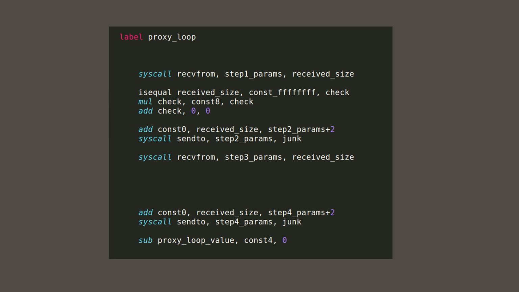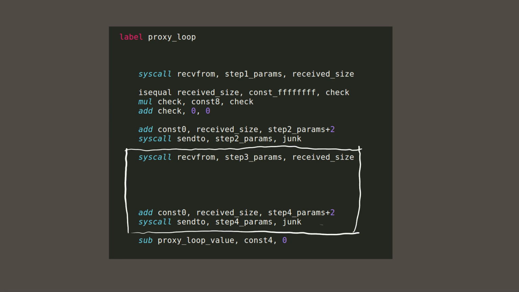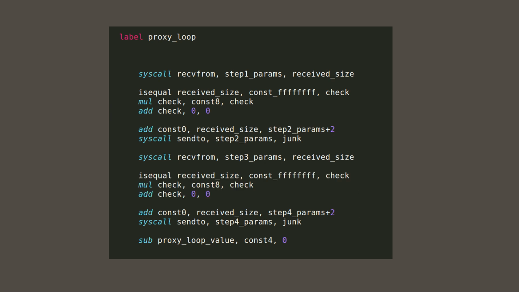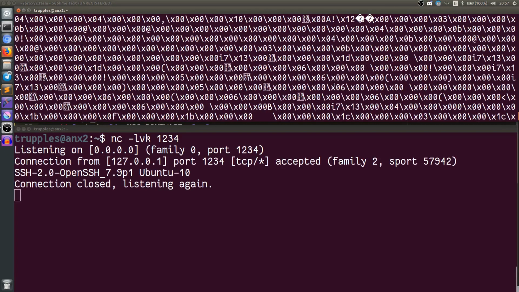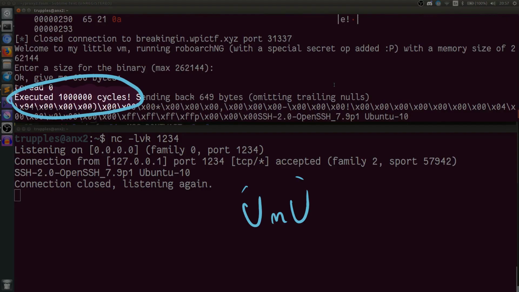After these 2 instructions, we have steps 3 and 4. We can similarly modify them to not send if the received size is -1. Running this, we can notice one major problem. The VM just exits really early with the executed 1 million instructions message.